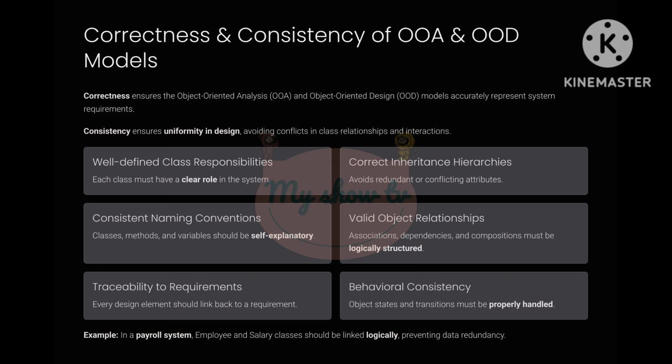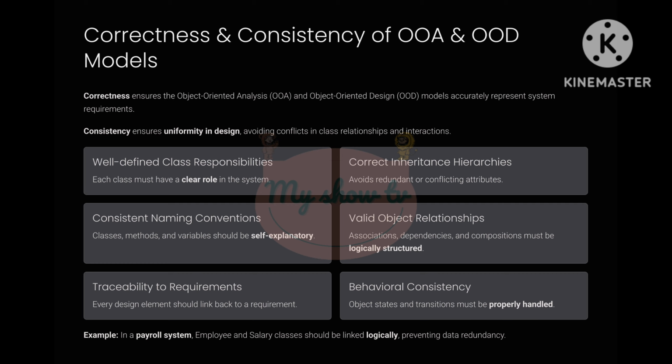Consistent naming conventions. Class, method, and variable names should be meaningful and self-explanatory. Example: naming a class employee details is better than EDT 123. Logical object relationships. Objects should be related in a way that makes sense. Example: in a payroll system, an employee class should be associated with a salary class, not directly with company policies.